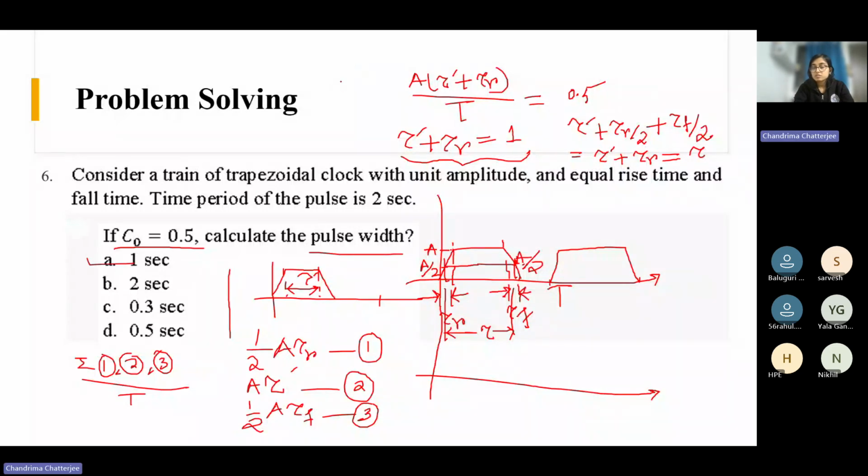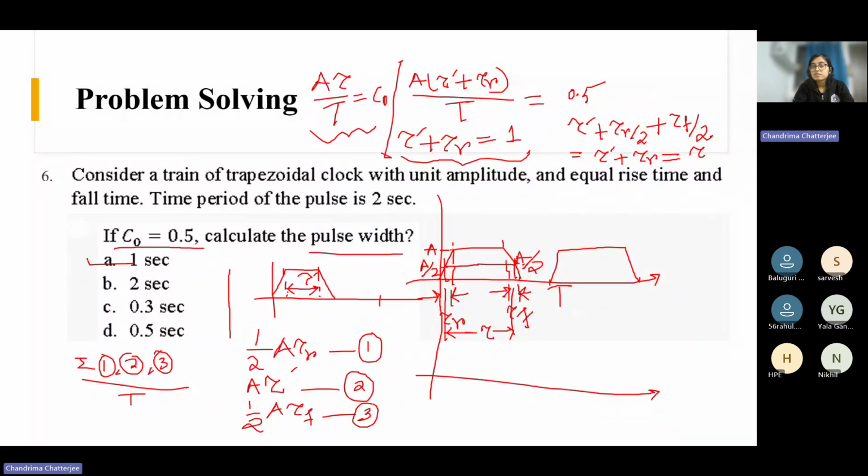You can also refer to the formula. In the formula it is given that A tau by T is equal to c0. If you refer to the lecture slide, you will get the c0 value. But suppose you don't remember this expression.